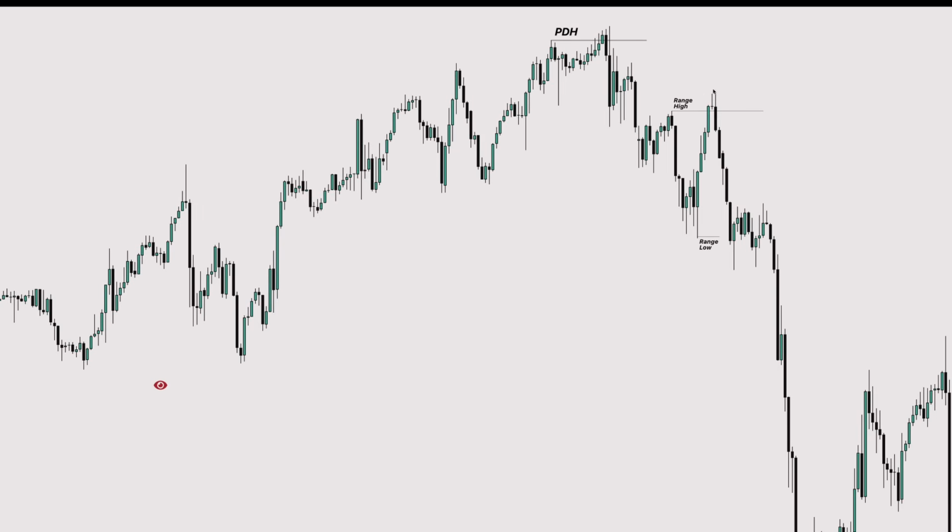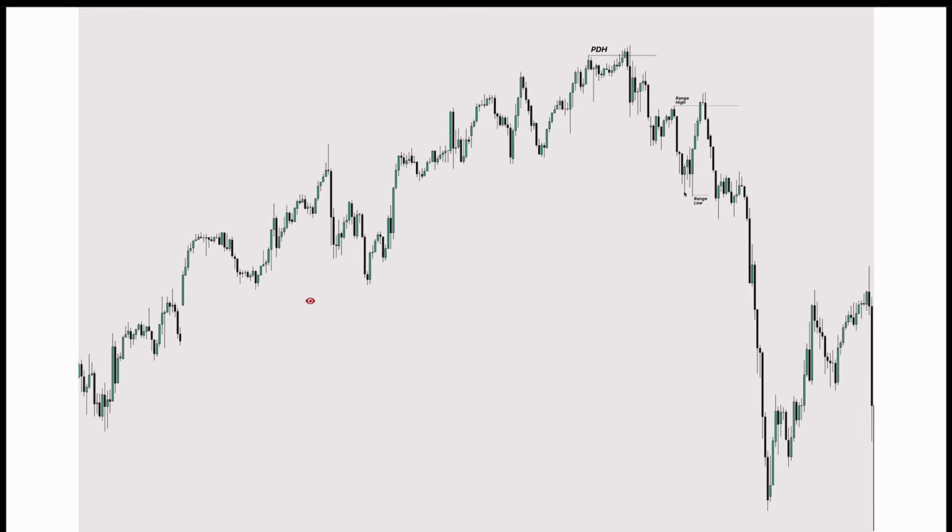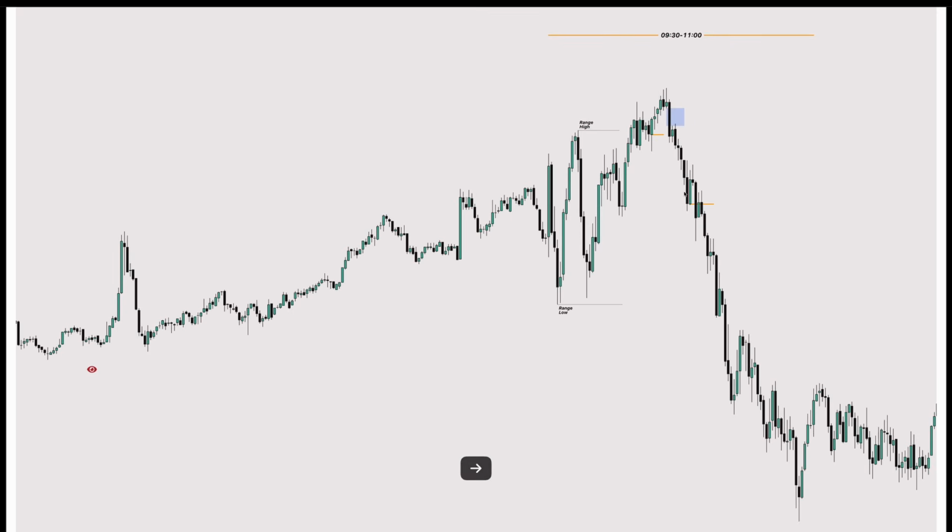Does price wait around? No, it instantly reverses to the range low and relative equal lows, imbalances inside of 50% of that new dealing range. That is all you need to take a trade. On the lower time frames, what does this look like? This is the golden window, the 90-minute window you're looking for.